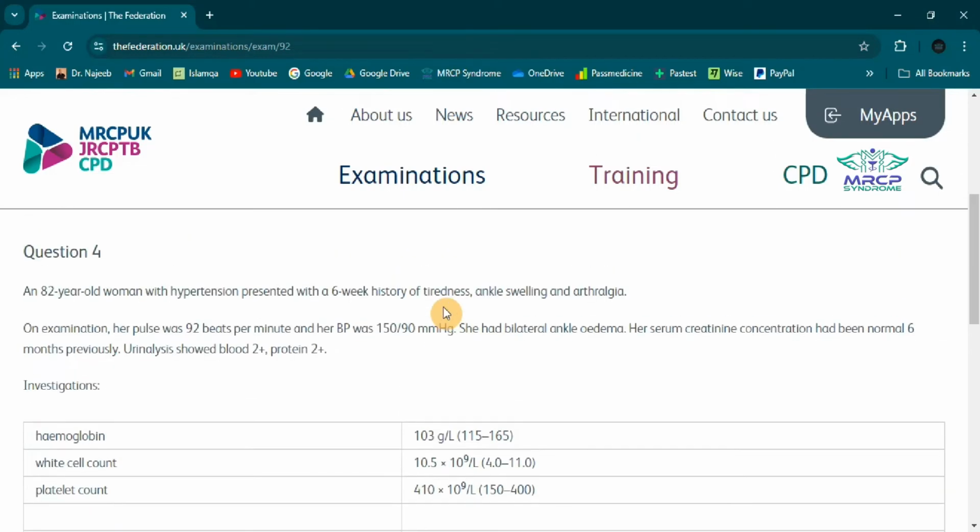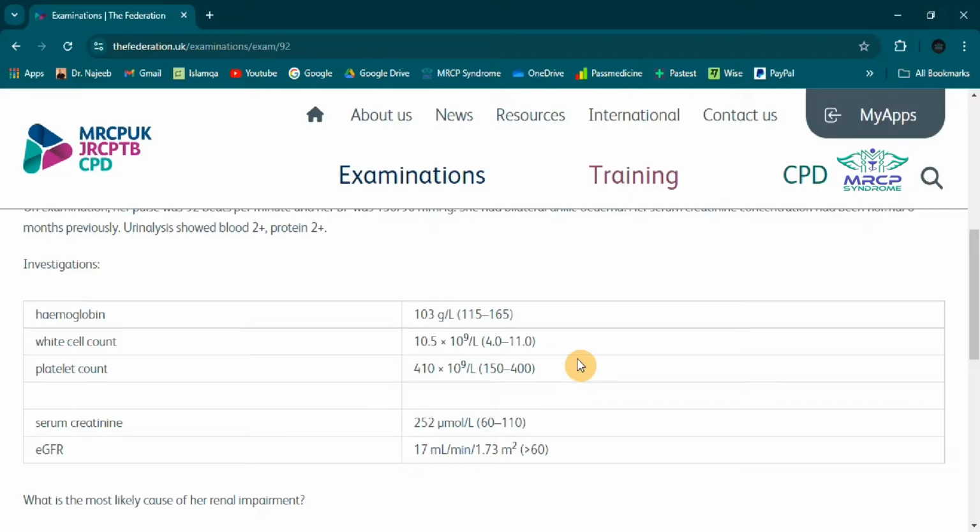Regarding clinical symptoms, the combination of tiredness, ankle swelling, arthralgia, and renal dysfunction in an elderly patient usually raises the concern of an underlying systemic vasculitis or an autoimmune process affecting the kidney. The edema may be due to proteinuria and the decreased kidney function. A patient may develop significant edema, as seen in this patient with bilateral ankle edema. The patient also has hypertension. High blood pressure is common due to the kidney's impaired ability to regulate fluid balance.